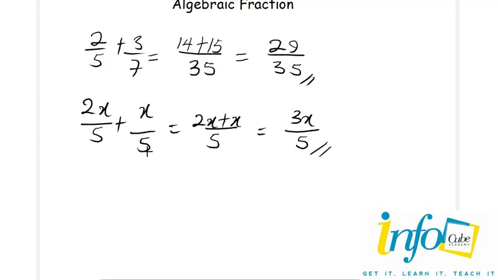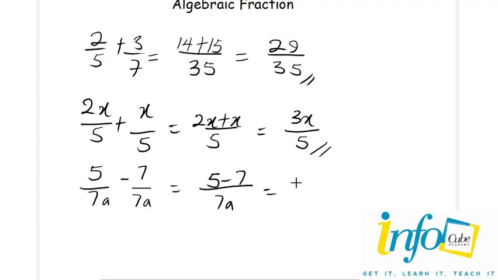This is very simple. Now what of this? 5 over 7a minus 7 over 7a. The first thing you do is to find the LCM. So you will have 7a as the LCM. So you now have 5 minus 7, which will give you minus 2 over 7a as your answer.